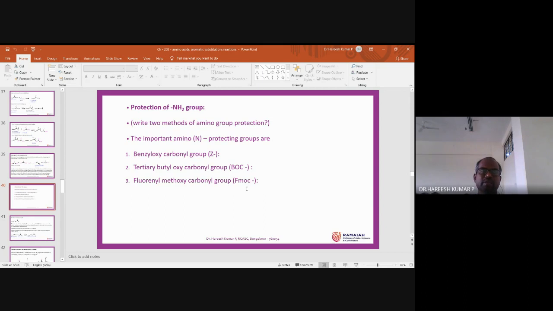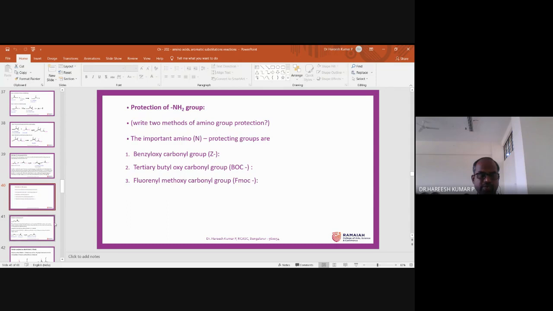One by one means: what is the benzyl oxycarbonyl group? How is the benzyl oxycarbonyl group synthesized? How is the benzyl oxy group attached during the amino protection? And how is the deprotection done? Those things we will discuss now. That means we will discuss what the amino protecting group is, how it is prepared, how after the preparation it is attached to the amino acid, and after the protection, how it is deprotected. Those things we will discuss under these three molecules.